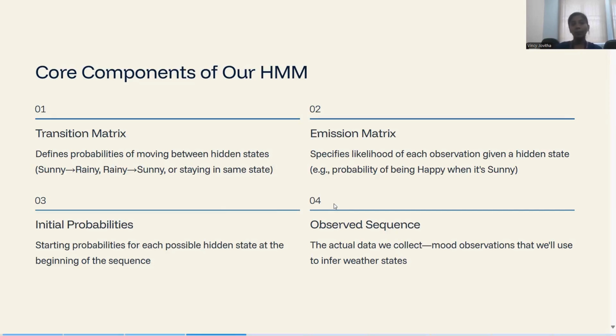And the initial probabilities are the starting probabilities for each possible hidden state at the beginning of the sequence. The observed sequence is the actual data we collect, which is the mood observations that we use to infer weather states.